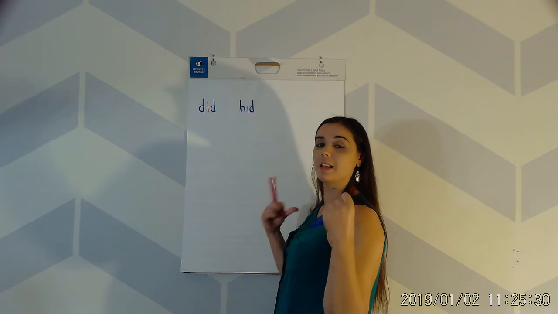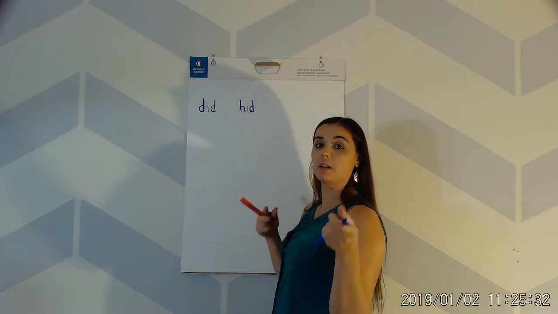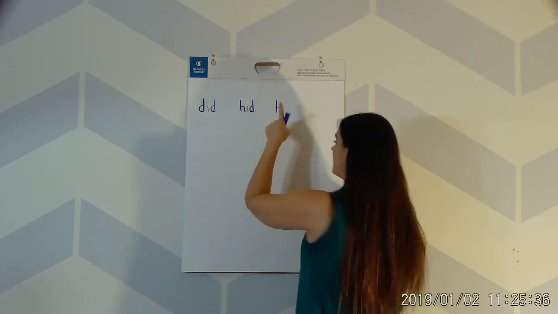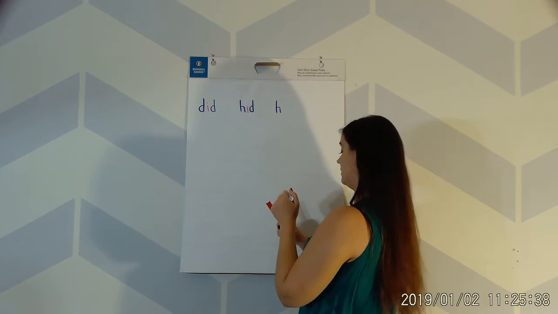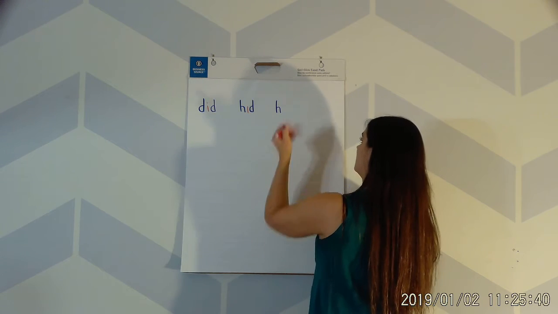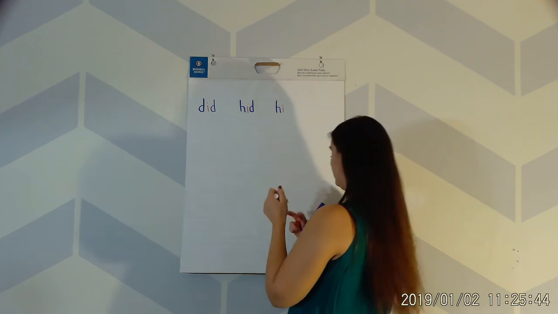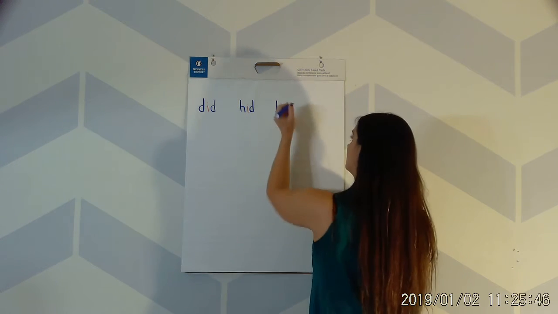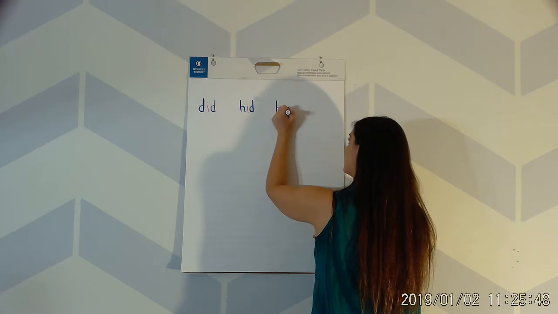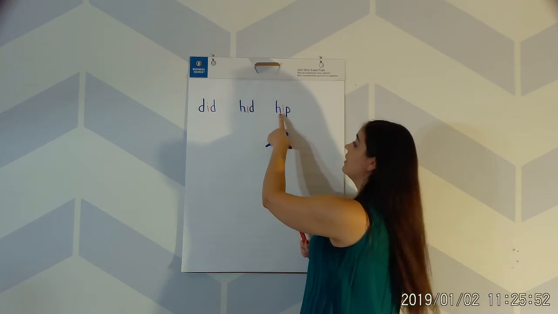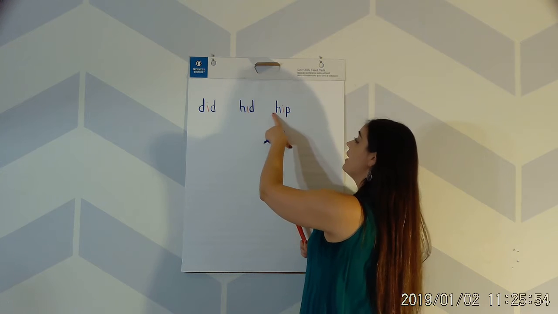H, i, p, hip. And that first sound, h. I says i. P says p. Let's blend. H, i, p, hip.